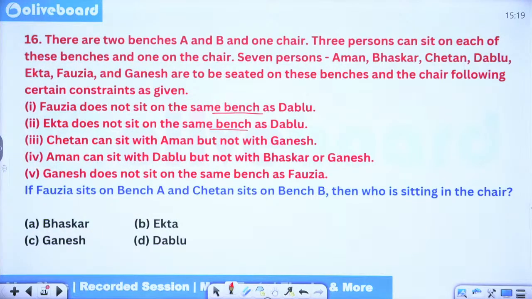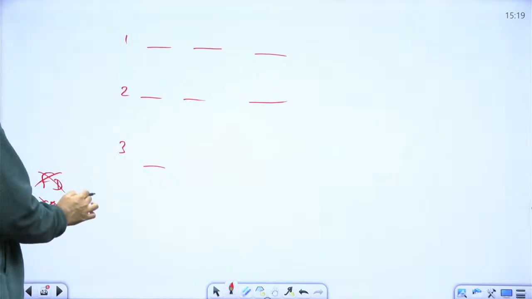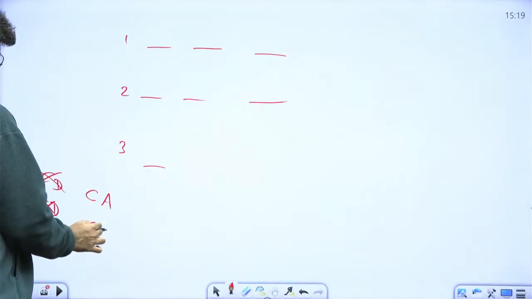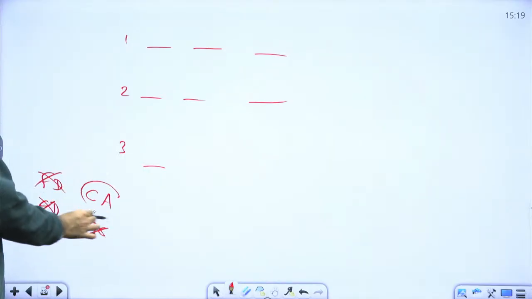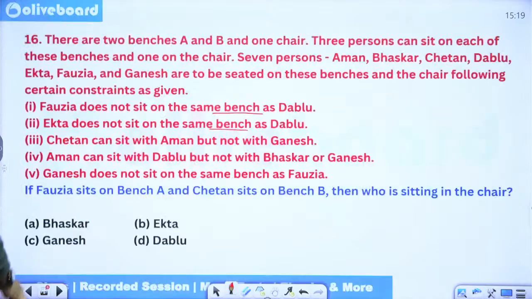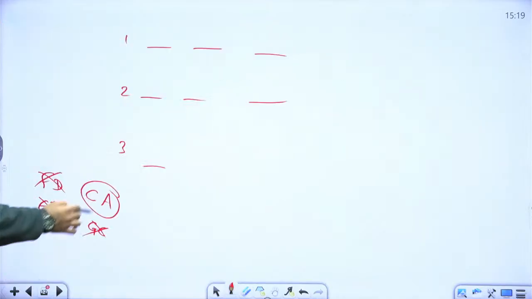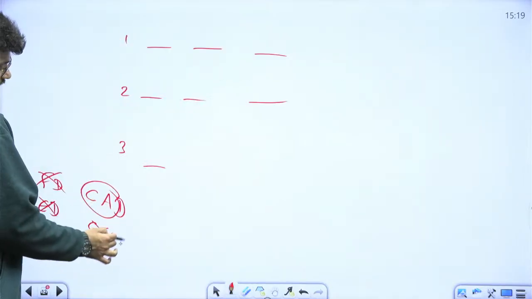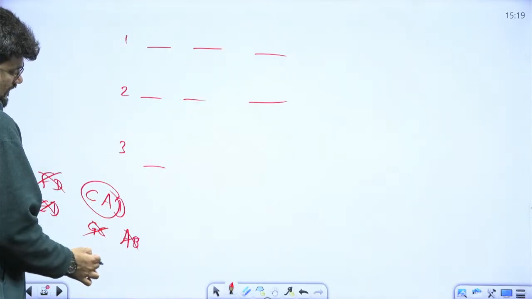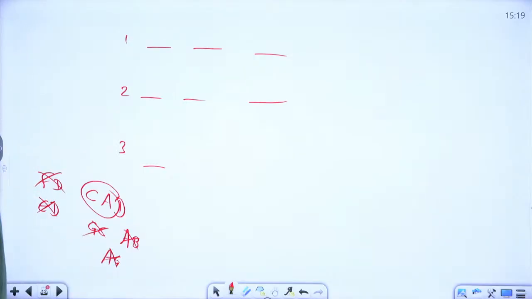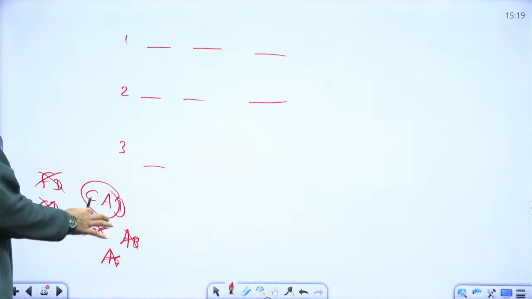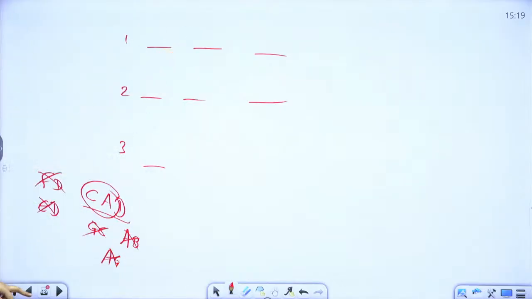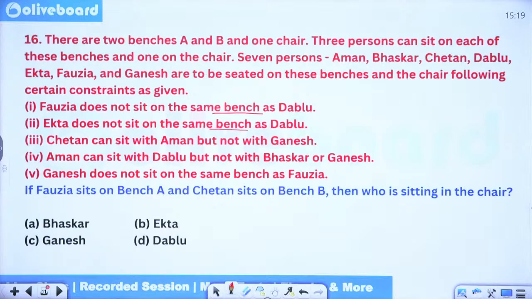Chetan can sit with Aman but not with Ganesh. That means Chetan and Aman are definitely sitting on a bench. Okay. Aman can sit with W but not with Bhaskar or Ganesh. So Aman can sit with W, but Aman cannot be with Bhaskar and Aman cannot be with Ganesh. So Chetan, Aman, W, definitely this is a setup sitting in one of the benches. Ganesh does not sit on the same bench as Fauzia. Okay, Fauzia also does not sit with Ganesh.